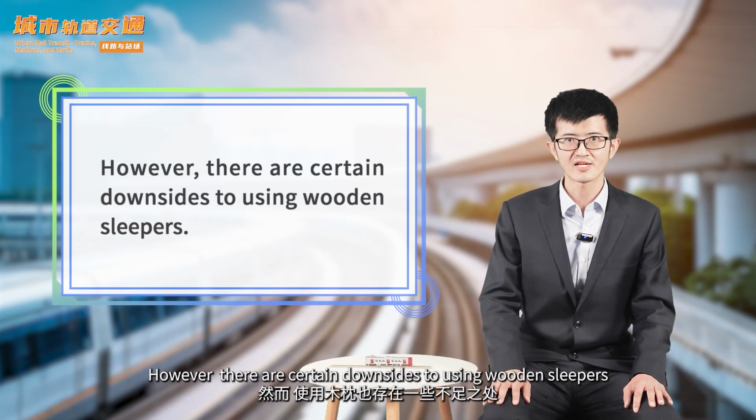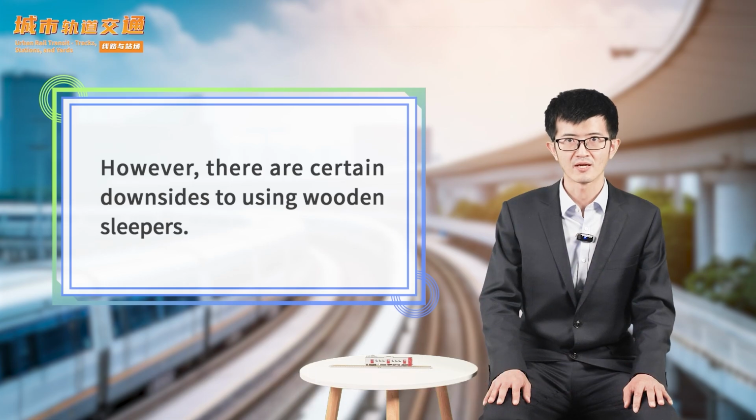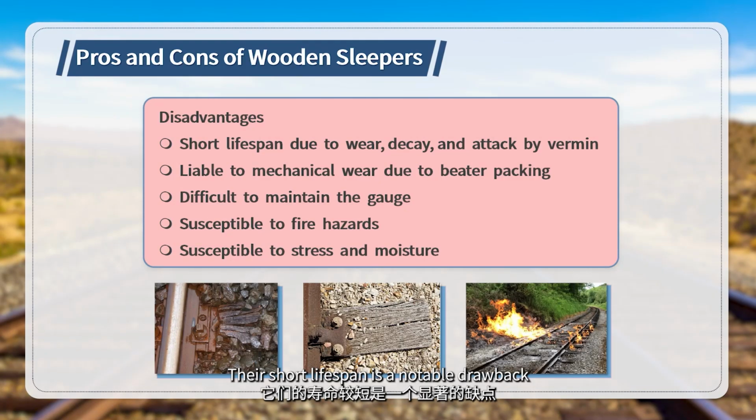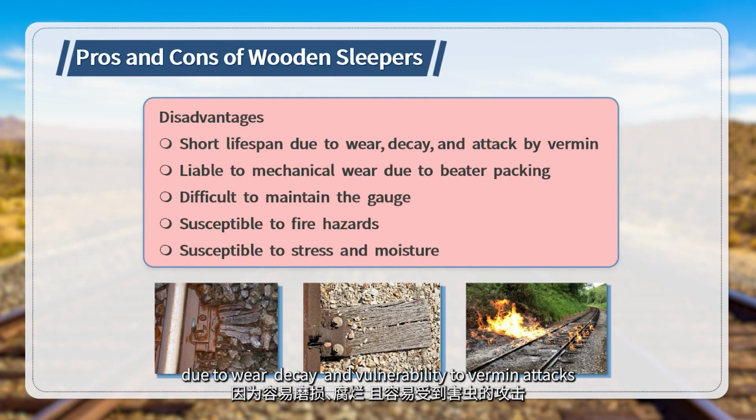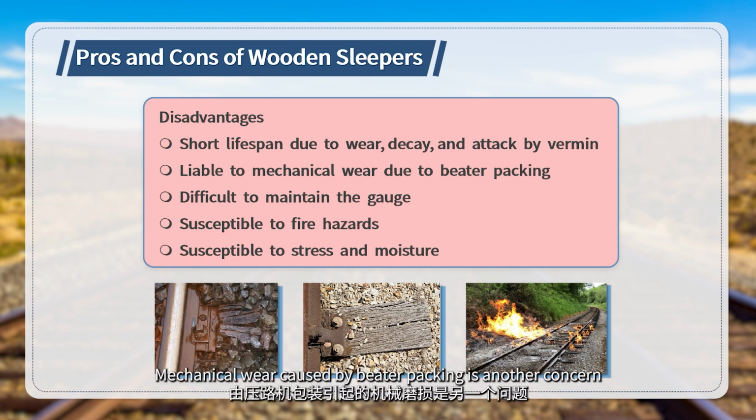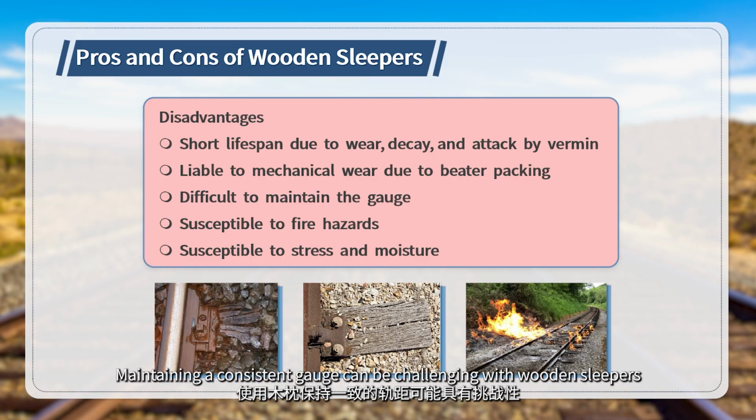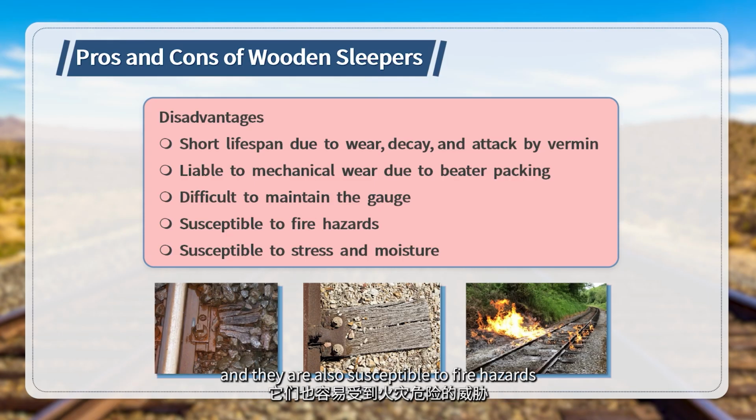However, there are certain downsides to using wooden slippers. Their short lifespan is a notable drawback due to water, decay, and vulnerability to vermin attacks. Mechanical wear caused by tamping is another concern. Maintaining a consistent gauge can be challenging with wooden slippers, and they are also susceptible to fire hazards. Weather-induced rot poses a significant risk as well. Also, wooden slippers are vulnerable to stress and moisture.